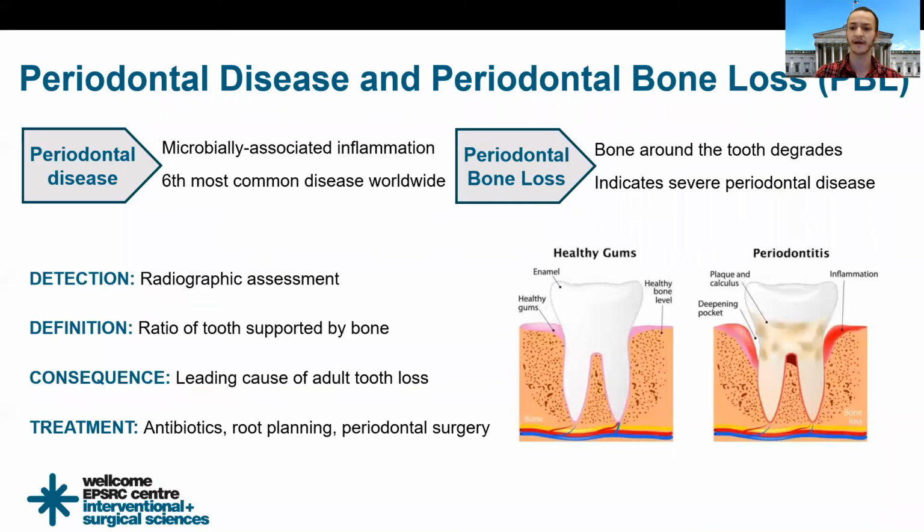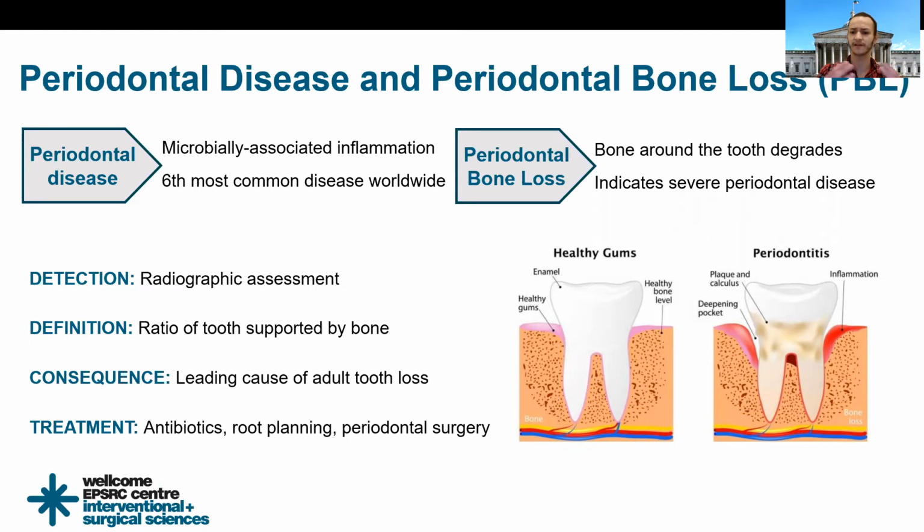The detection method that we're going to focus on in this project is radiographic assessment. There are other ways to detect periodontal bone loss, such as pocket probing, but radiographic assessment is the best way for automation, in our opinion. The definition of periodontal bone loss is the ratio of tooth supported by the bone, and that's what we intend to calculate with our method.